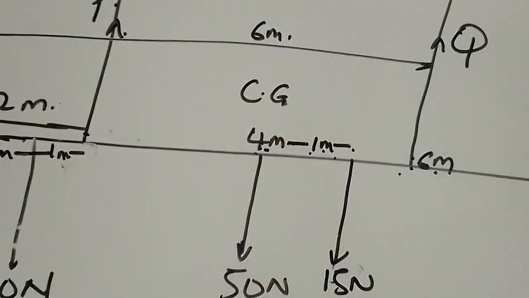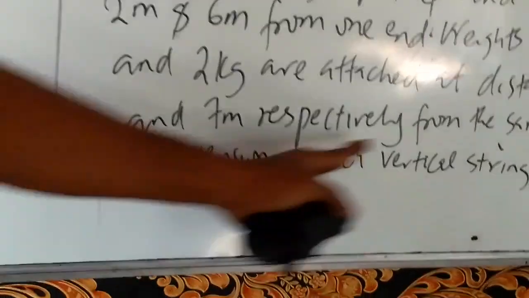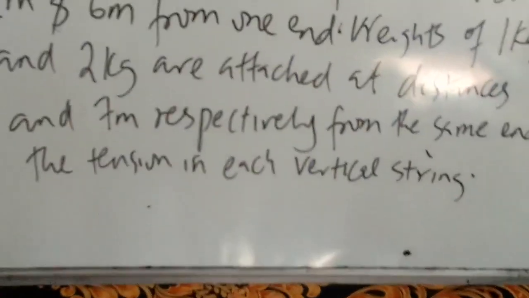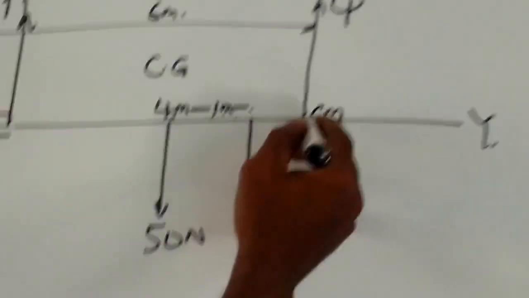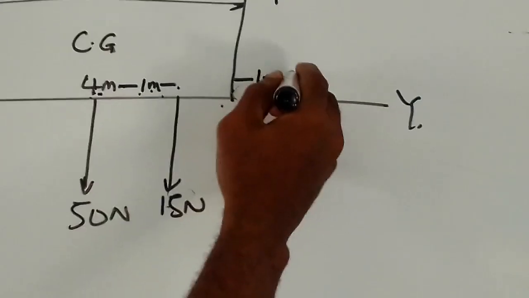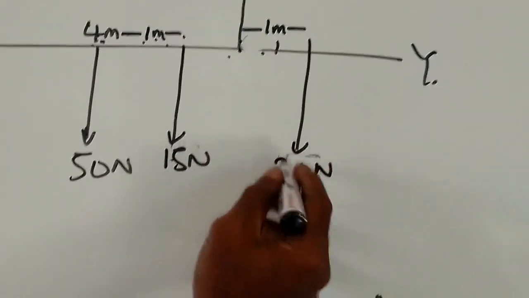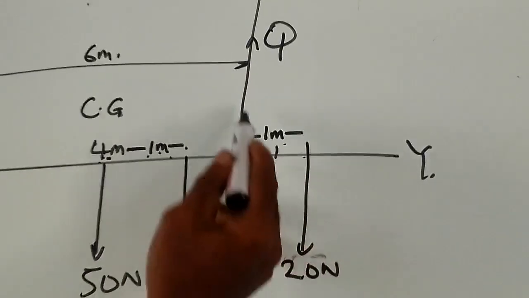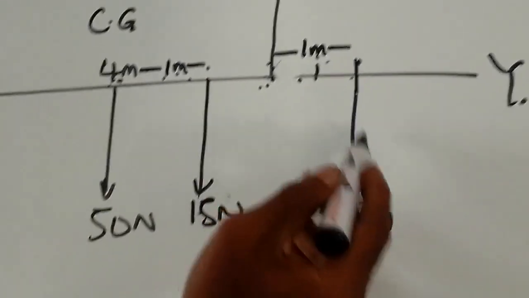Then the weight of 2 kg is attached at a distance of 7 meters from the same end. Remember that this rope is at the 6 meter mark, so 7 meters means I'm adding an extra 1 meter to it. I have a weight of 2 kg, which is 20 newton. That is 6 plus 1, which gives you 7. Every attachment is measured from the end, S.